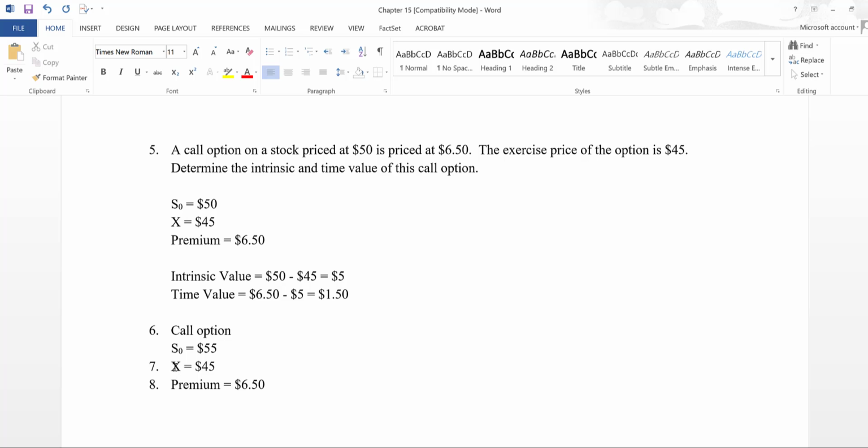Let's say the exercise price of the option is 60, and let's say the option premium is $2. Again, we have to do the same thing: compute the intrinsic value and time value of this option. So again, the first question to ask is, is this option in the money? Would the holder of this option consider exercising it?